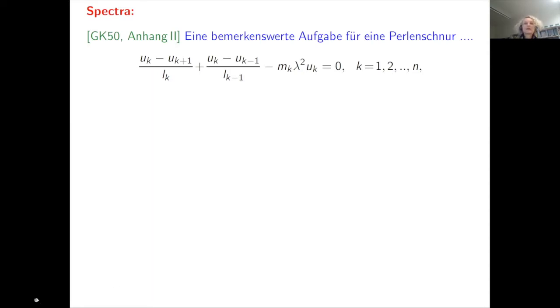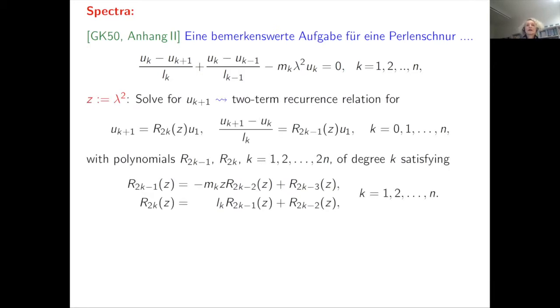And so these are the equations that we have from the previous slide. Now what Gochberg and Krein did in this appendix is derive a two-term recurrence relation for these amplitudes. Namely, if we set z equal to lambda squared and solve for u_{k+1} in these equations, we get the following recurrences. So u_{k+1} is equal to some polynomial with an even index r_{2k} of z applied to u_1. And this quotient, (u_{k+1} minus u_k) over the length l_k between the masses, is an odd-index polynomial r of z applied to u_1.